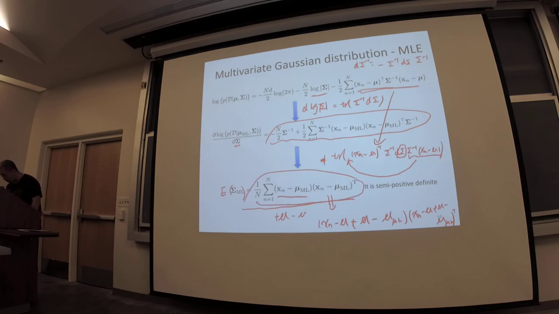So I can rewrite the product as xn minus mu plus mu minus mu ml, which is the ml estimate for the mu, right? And then times xn minus mu plus mu minus mu ml transpose.